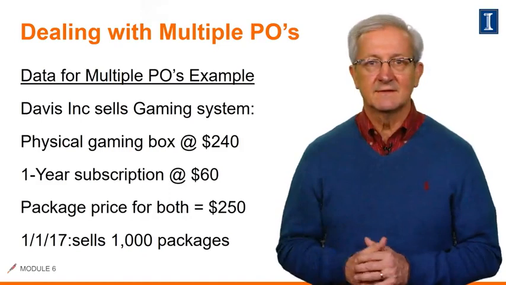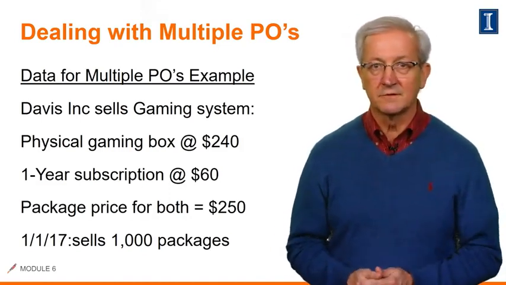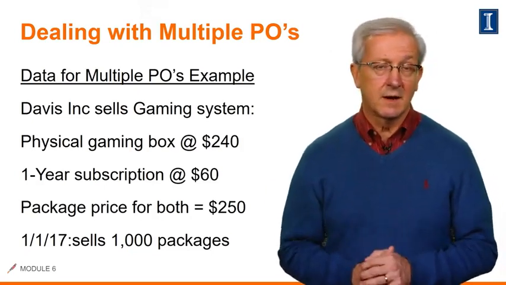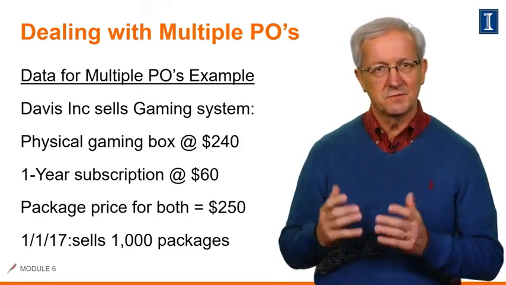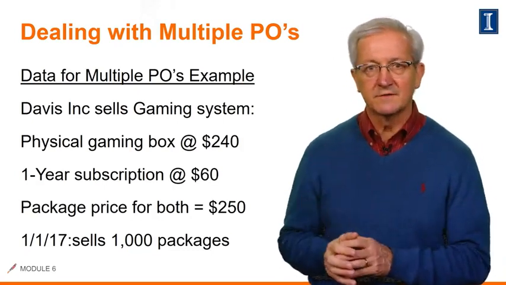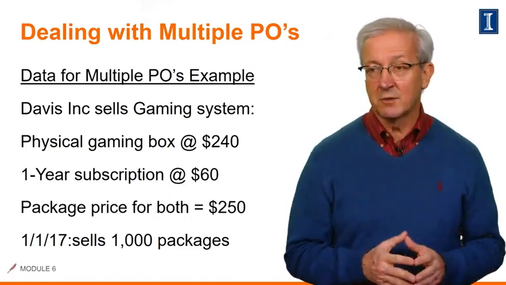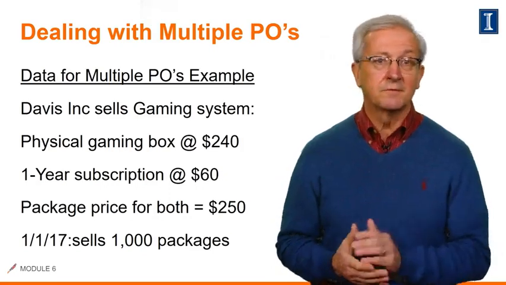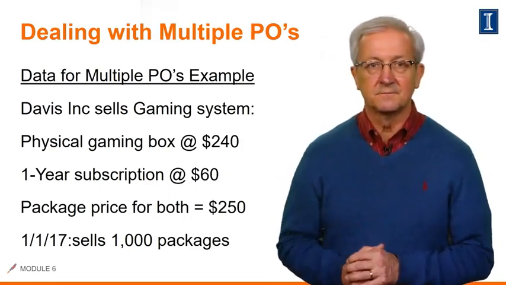Let's say Davis Inc. is selling gaming systems. The gaming box itself sells for $240. We also offer a 1-year subscription of those gaming items for $60 a year. Please note the combination of those two would be $300 as a combined price. But we want to make this attractive for our customers, so we offer a package price for both those items at $250. On January 1st, 2017, Davis Inc. sells 1,000 of these packages.